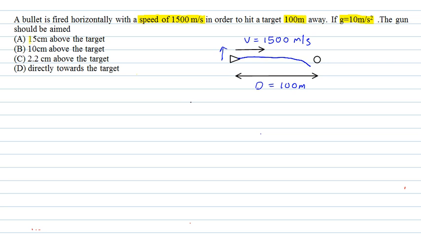Option A, 15 cm above the target, option B, 10 cm above the target, option C, 2.2 cm above the target, and the last, D, directly toward the target. So now we are solving this question.